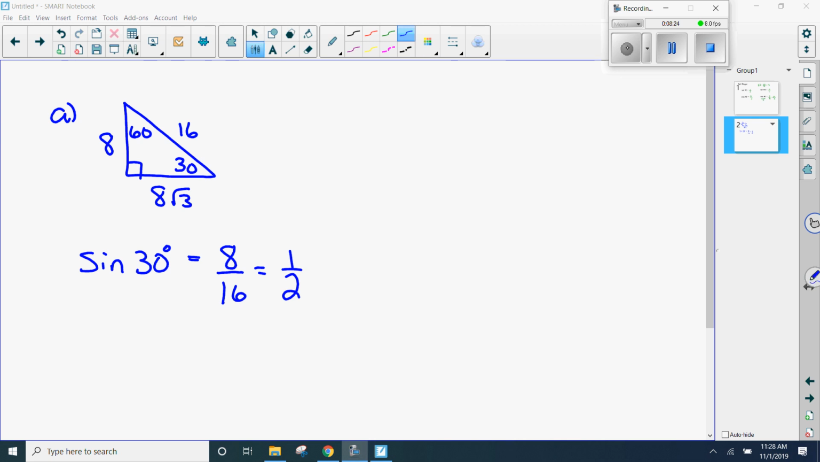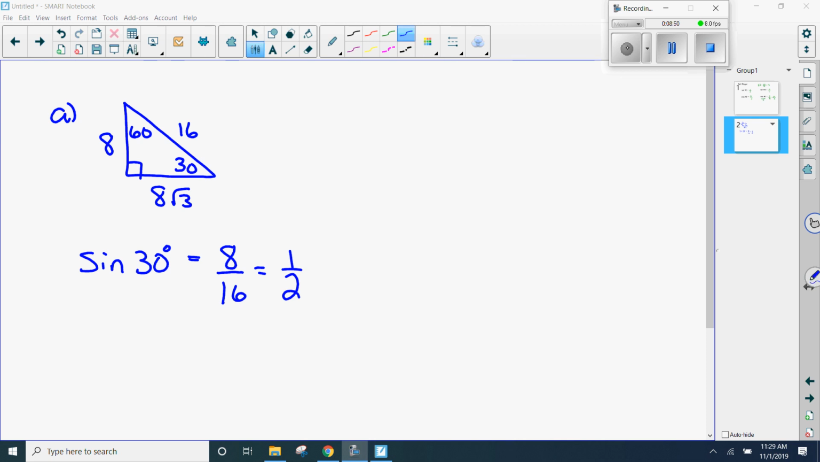What's going to happen if you have something else is you have to use identities. If you guys have something besides a 45, 45, 90 or a 30, 60, 90 triangle, there's different things you can do to find like 15 degrees and things like that, but it gets into a whole bunch of identities. So right now, the only thing you need to worry about or focus on is this right here.